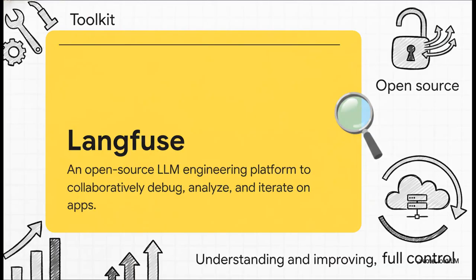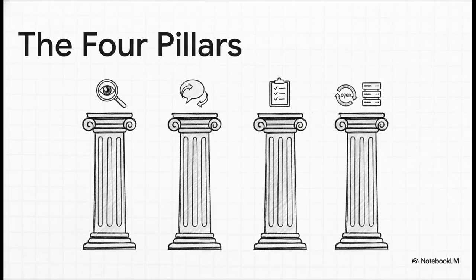So what is Langfuse? At its heart, it's an open source platform for LLM engineering. It's designed to give your whole team a toolkit to debug, analyze, and just get better at building your LLM applications. And that open source part is a big deal. It means you get full control over your data and your infrastructure. And it's really built around 4 key pillars that all work together.